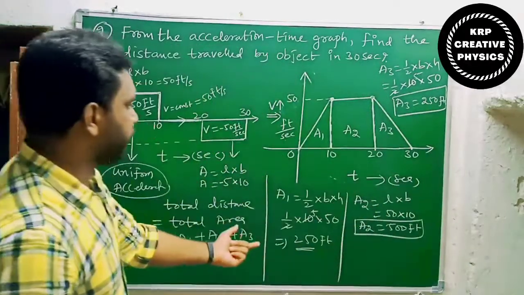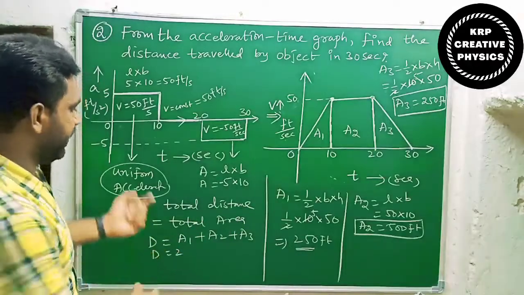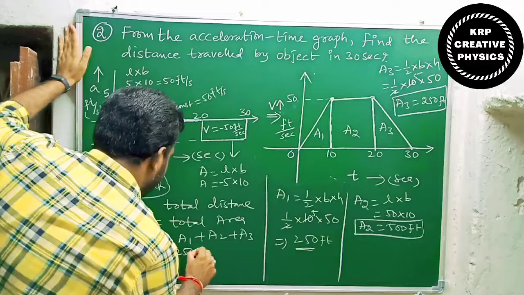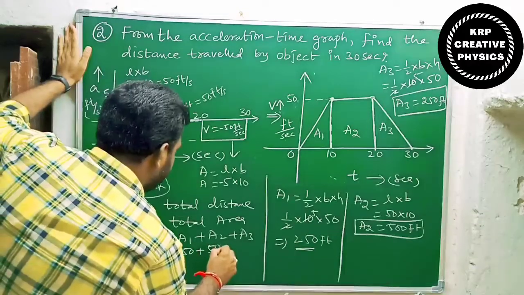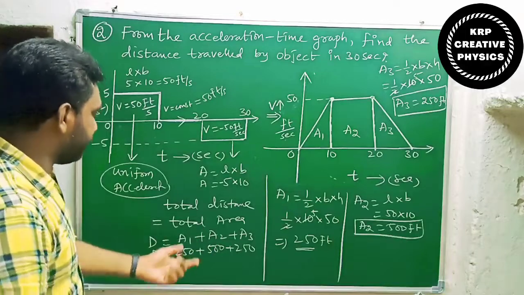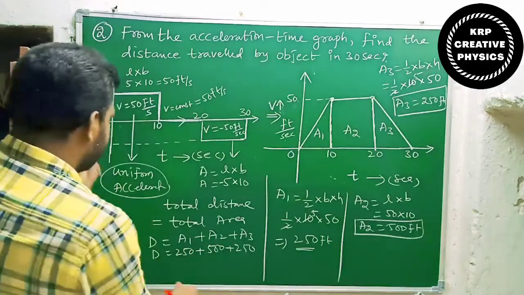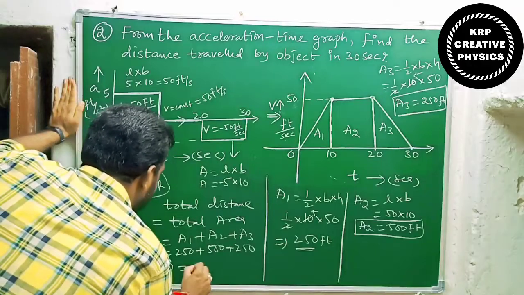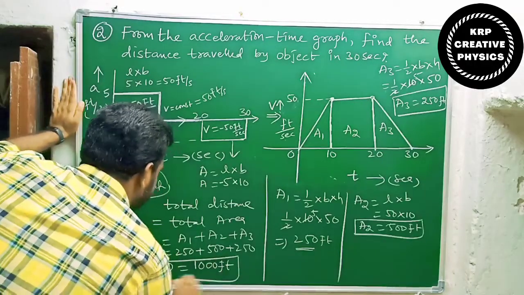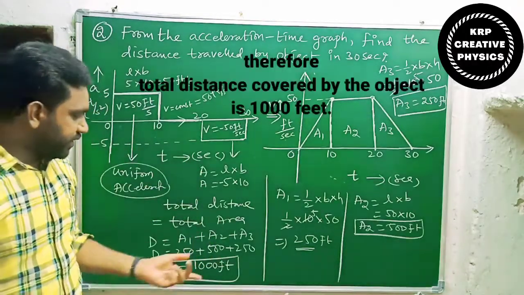So now we need to substitute all these values in this formula, then you will get the total distance. So what about here? A1 equal to how much here? 250. And A2 equal to how much? 500. And A3 equal to how much? Again 250. So if we add all these values, what will we get here? 250 plus 500, 750, plus 250. What will we get? 1000 feet. That is the total distance, 1000 feet. So that is the required answer for us. Okay, total distance covered by the object after 30 seconds, 1000 feet.